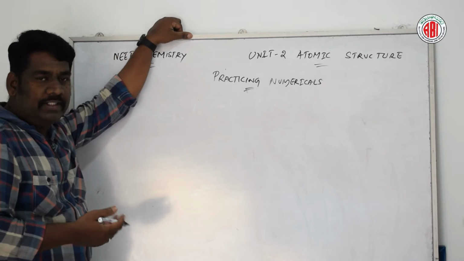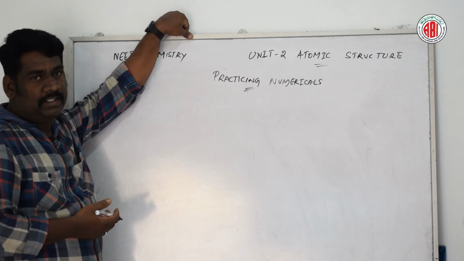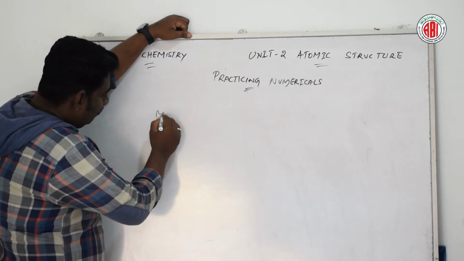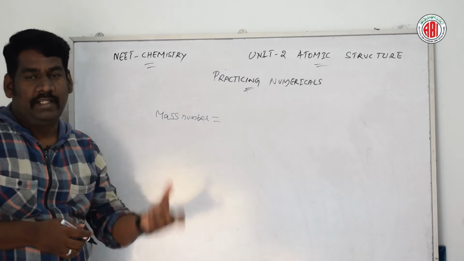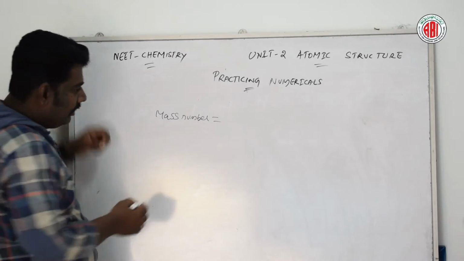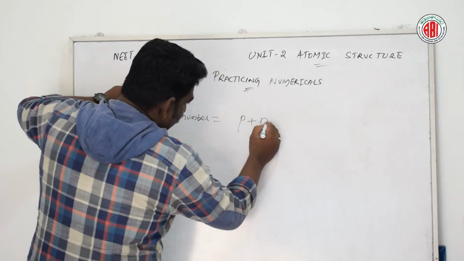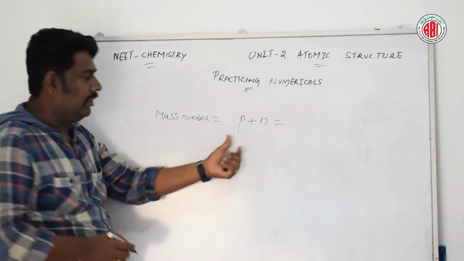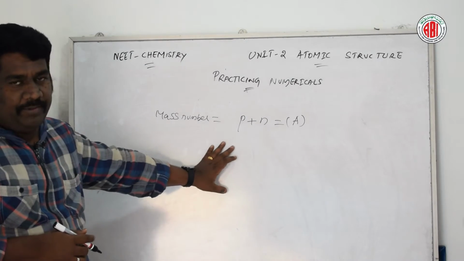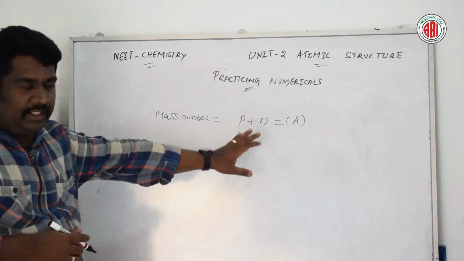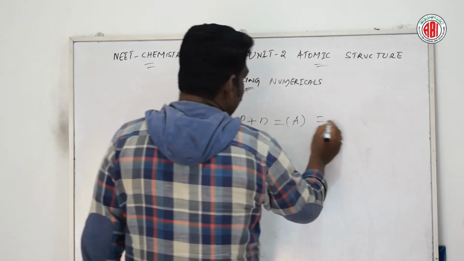When we solve this problem, we should know about the mass number. Mass number is nothing but the number of protons and the number of neutrons together. Proton plus neutron together is called mass number. This is given in the question, that is 81.